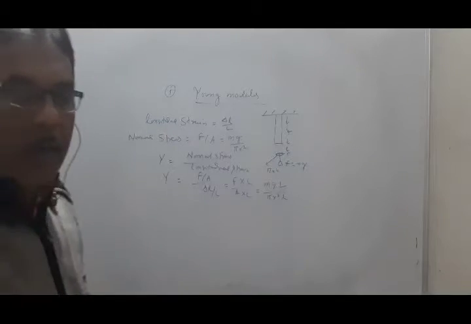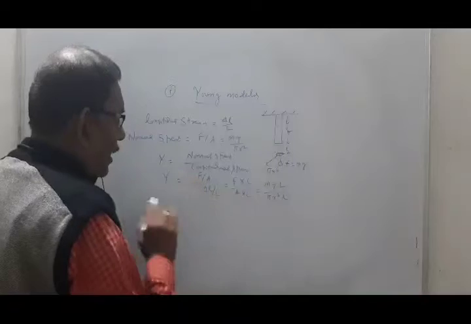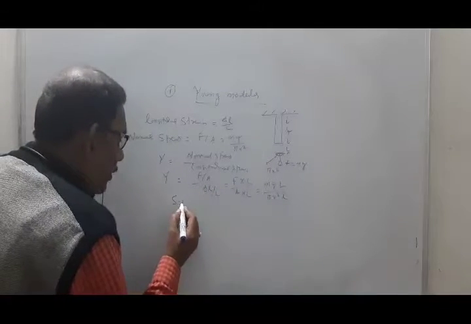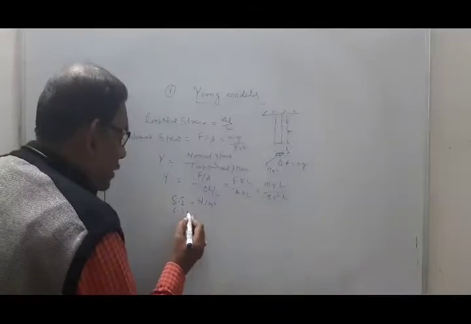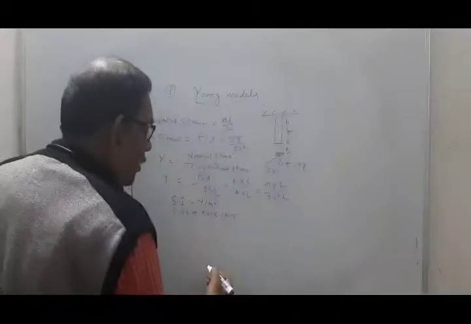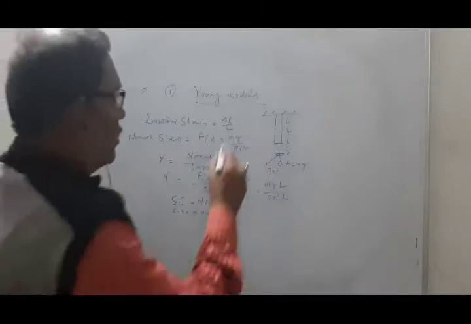So what is the unit of Young modulus? The strain has no units. F by A is Newton per meter square, or call it Pascal also. So in SI unit, Newton per meter square. Then in CGS, dyne per centimeter square. Okay. This is all about Young modulus.